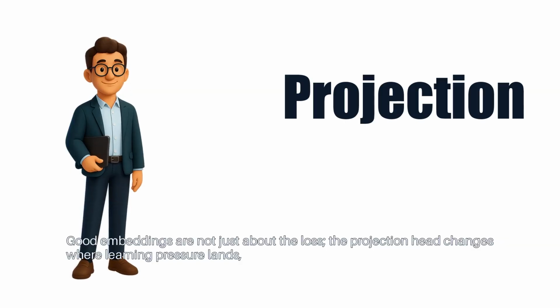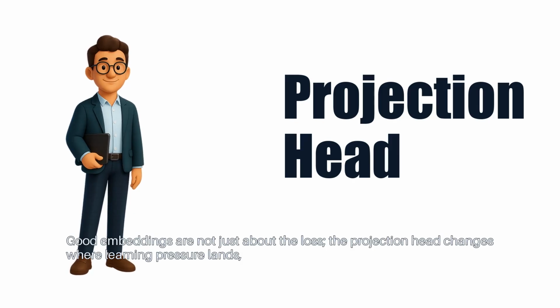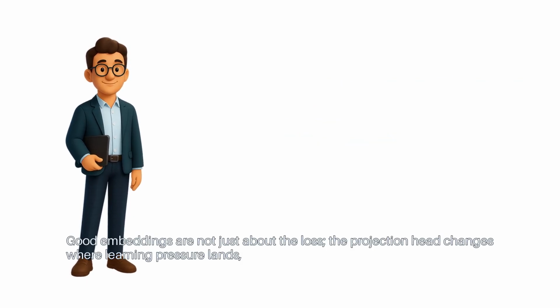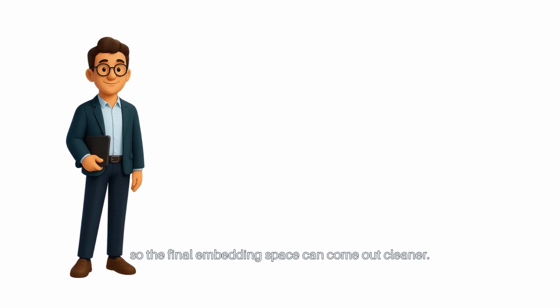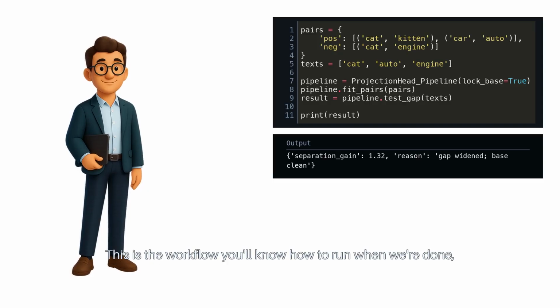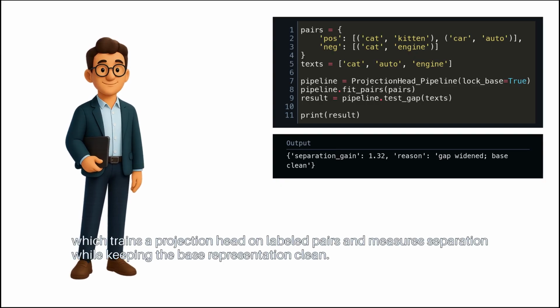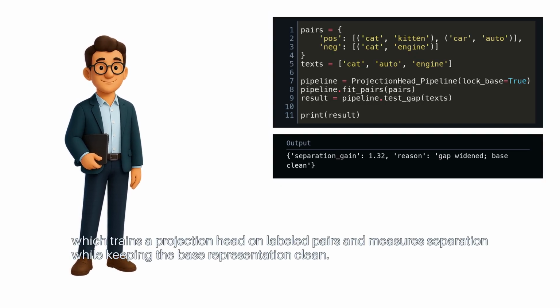Good embeddings are not just about the loss. The projection head changes where learning pressure lands, so the final embedding space can come out cleaner. This is the workflow you'll know how to run when we're done, which trains a projection head on labeled pairs and measures separation while keeping the base representation clean.